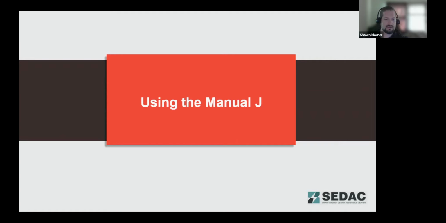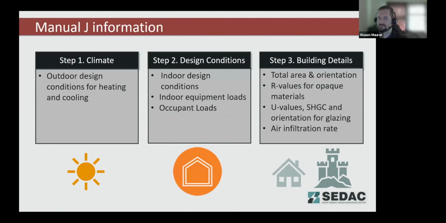So first thing we're going to look at here are what types of information do you need to start entering information into a Manual J. The first step is gathering your climate information. You need to know your design, outdoor heating and cooling temperatures, what kind of variation in temperature you have. So gathering that climate information is the first step, and it has an impact on almost every load calculation throughout the Manual J. So it's very important that that information is correct.